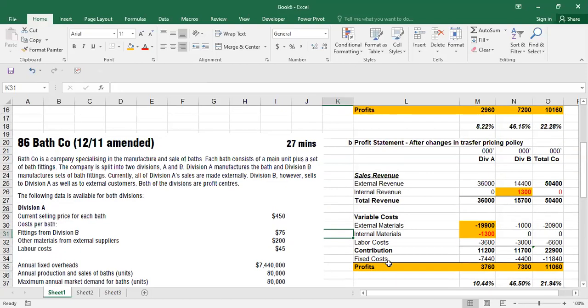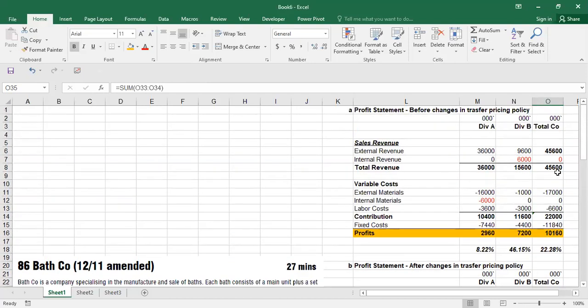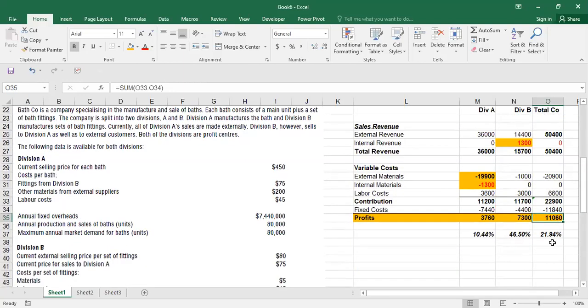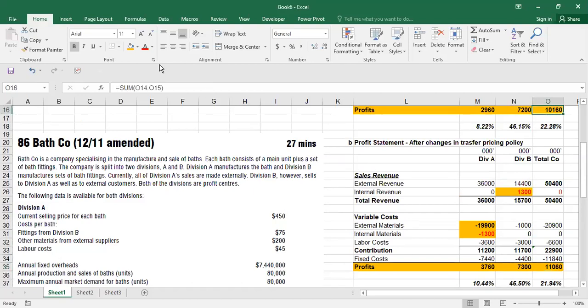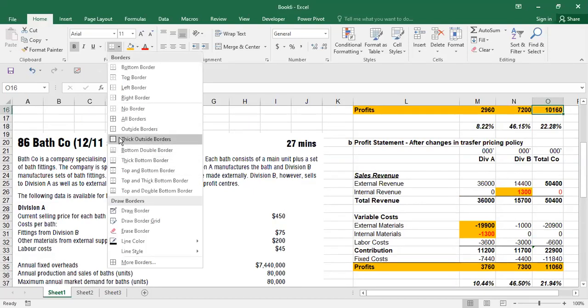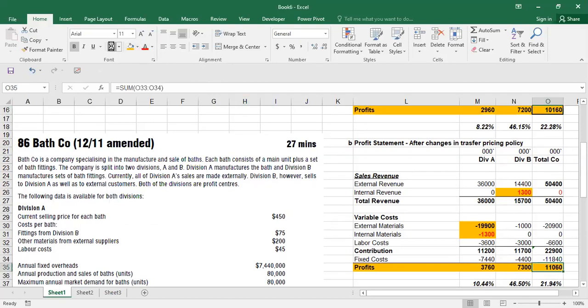not be adopted, because overall the group profit, before it was 10,160, now, no, it has also increased. Group profit has also increased because the total revenue has increased. So in terms of percentage, maybe it has gone down, but in terms of dollars, it has gone up. Before it was 10,160, now it is 11,060. So it means that this pricing policy can be supported because in terms of dollars, it has gone up. So this is a transfer pricing question.